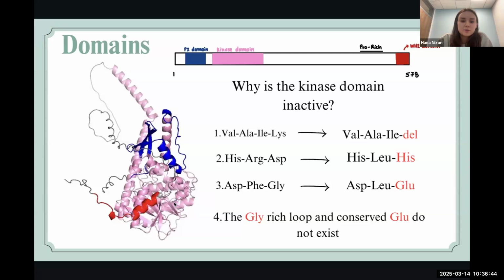And then the kinase domain is really interesting because it's actually completely catalytically inactive, and there are a couple reasons for this. So on the left-hand side here, these are the amino acids that are conserved in active kinases, and on the right-hand side are the mutations in PXK that make it inactive. So you have the deletion of the lysine, the aspartate to the histidine, the glycine to the glutamate, and then the absence of a glycine-rich loop and conserved glutamate, and then altogether those make it completely inactive.